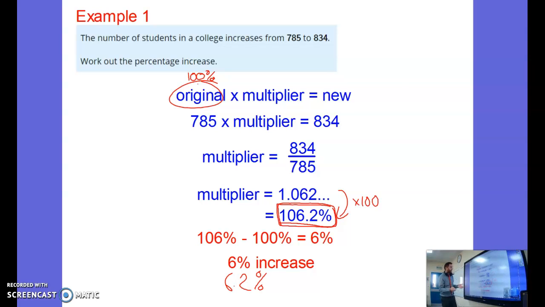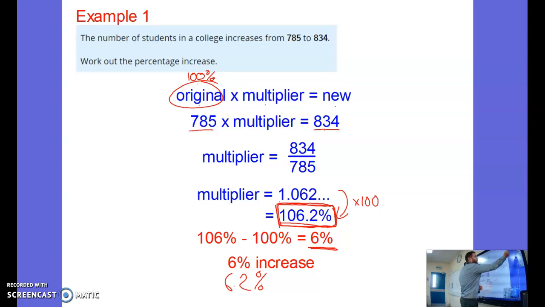So let's just go over that again. Original times multiplier equals new. Write that in every percentage question. Most of the time it's going to be very useful. Then we substituted the numbers in and divided to find the multiplier. The multiplier was 1.062. We change that to a percentage, and then we interpret this, 106.2%. The easiest thing to do is to take away what we started with. If I started with 100%, that means I've increased by 6%. So this was a 6.2% increase.